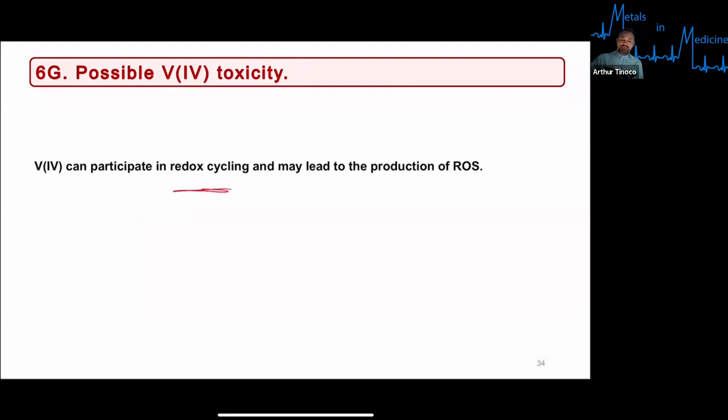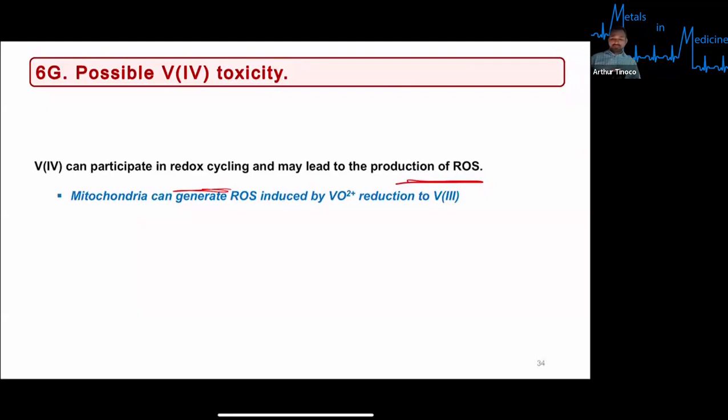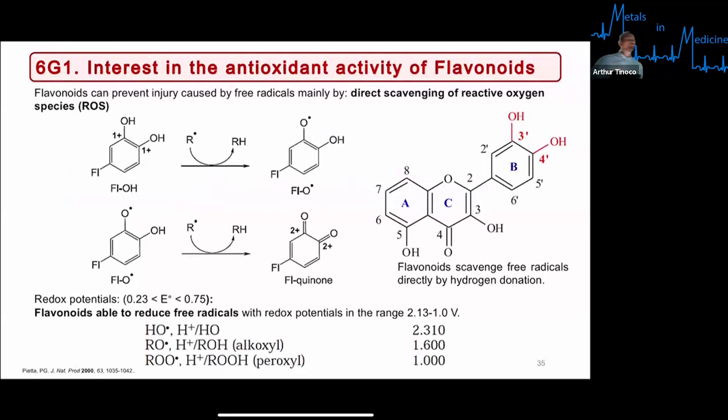And what I mean by redox cycle is to go vanadium-4, vanadium-5. And because of that ability to flux between those two oxidation states, it can lead to the production of ROS. And so that's something that could lead to toxicity. And so mitochondria can generate ROS induced by this vanadyl unit, vanadium oxide 2+, and possibly reduce the vanadium-4 in this unit to vanadium-3.